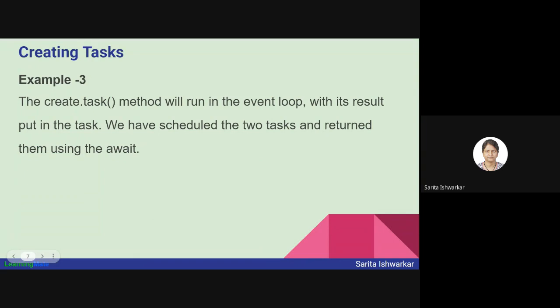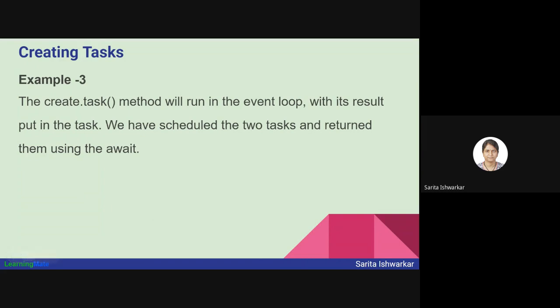If you use the create task method, it will be faster. It will take less time as compared to without the create task. The create task method will run in the event loop with its result put into the task. We'll schedule the two tasks and return them using await. Now, managing an asynchronous event loop in Python.